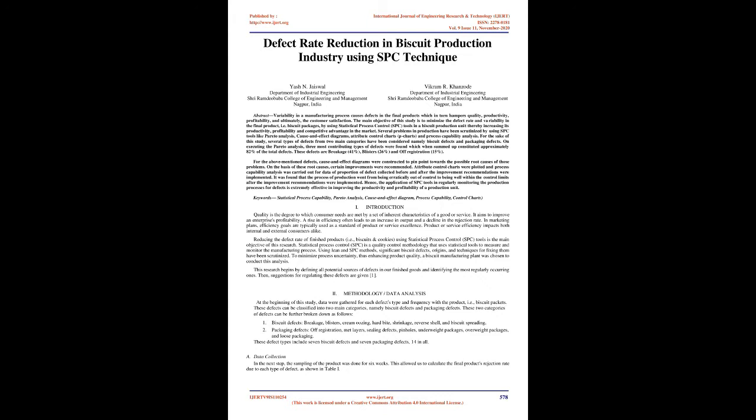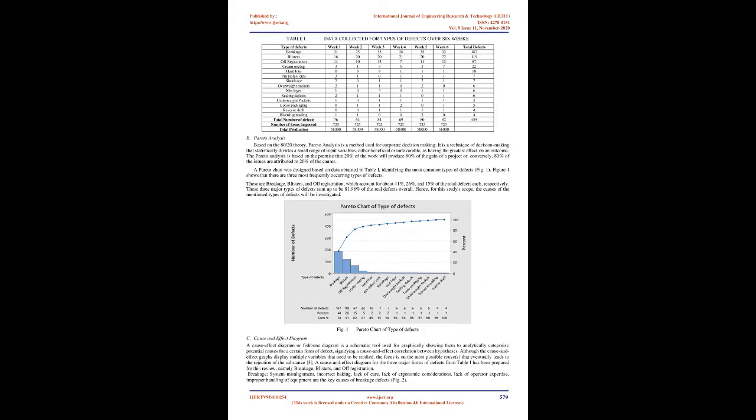For the above-mentioned defects, cause and effect diagrams were constructed to pinpoint the possible root causes of those problems. On the basis of these root causes, certain improvements were recommended. Attribute control charts were plotted and process capability analysis was carried out for data of proportion of defect collected before and after the improvement recommendations were implemented. It was found that the process of production went from being erratically out of control to being well within the control limits after the improvement recommendations were implemented.